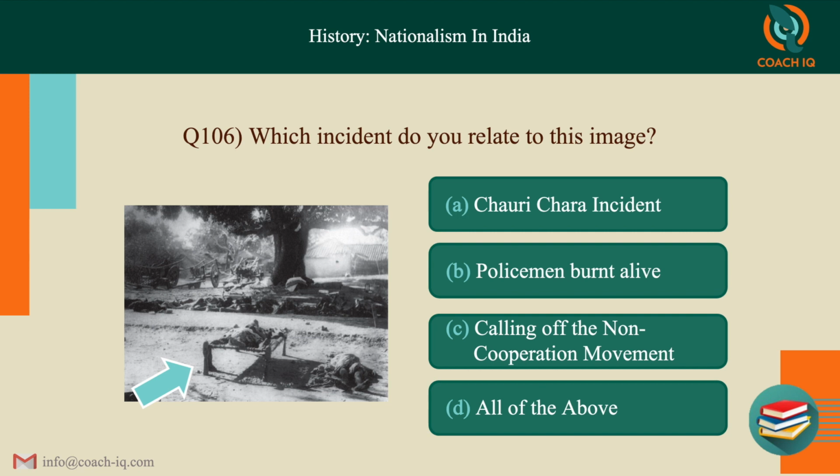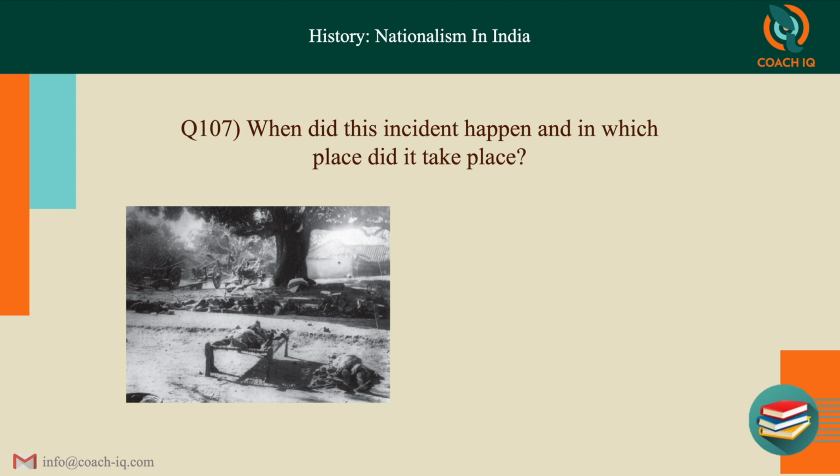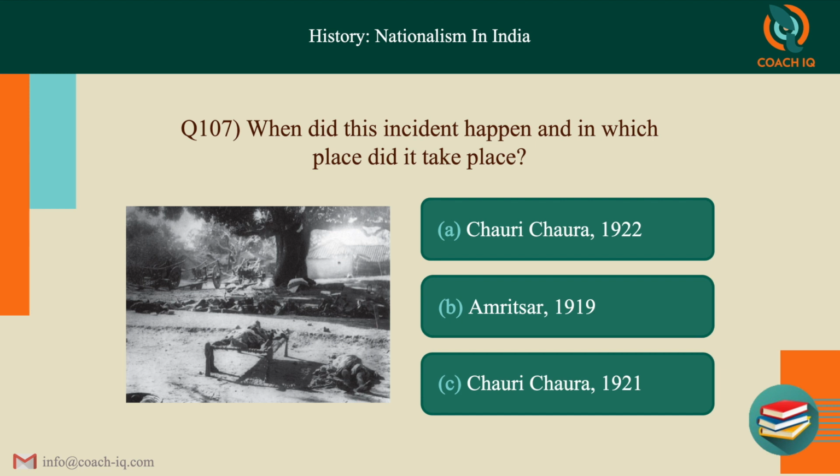Now you know all these things happened with this incident. It happened in Chauri Chaura. 22 policemen were burnt alive in this, and hearing this, Gandhiji got so upset, he called off the NCM. So all of the above, all this you'll relate with this particular image. The next question with the same image could be, when did this incident happen and in which place? So A, Chauri Chaura in 1922, or Amritsar in 1919, or Chauri Chaura in 1921. The answer is Chauri Chaura, and the year is 1922.